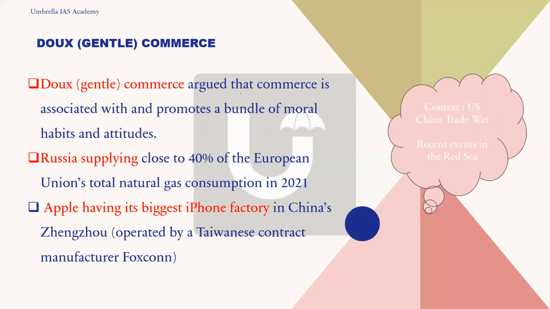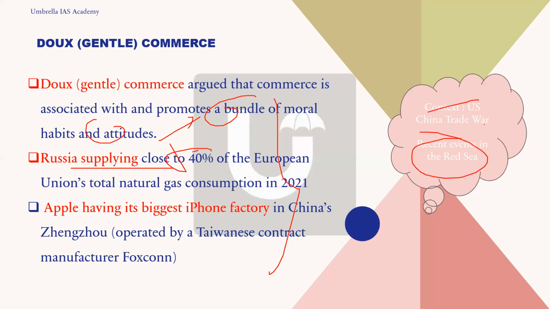So gentle commerce argued that commerce is associated with and promotes a bundle of moral habits and attitudes, and because of this commerce will prevail, and there will be hyper-globalization. One example is Russia supplying almost 40% of the European Union's gas, based on this moral attitude. But now it's not like that. The situation has changed. This word is especially being discussed in the context of recent events in the Red Sea, as well as the US-China trade war.